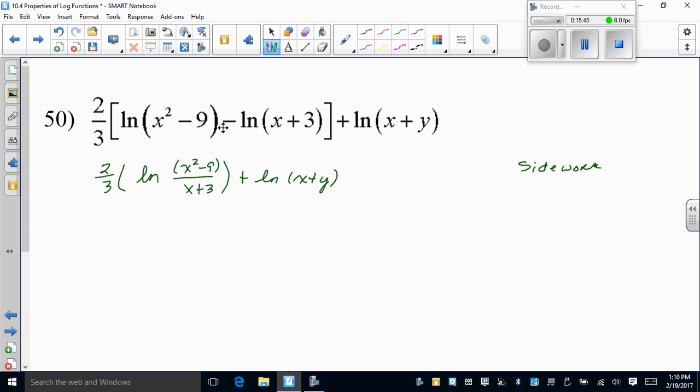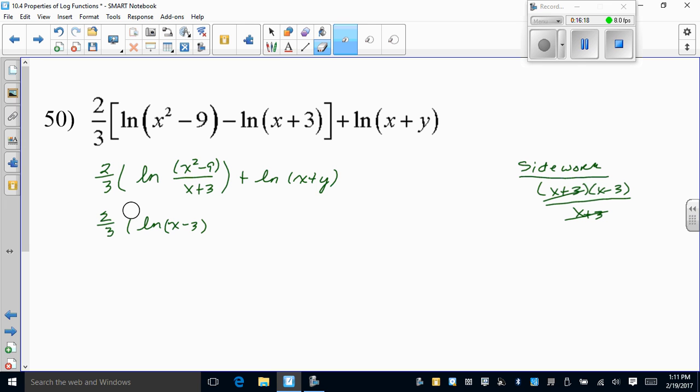But I want to talk about this guy. X squared minus 9 is (x plus 3)(x minus 3) over x plus 3. These two guys go bye-bye, and you're left with just x minus 3. So this is 2/3 the natural log of x minus 3. I no longer need the parentheses there. I didn't need them here either. Plus the natural log of x plus y.